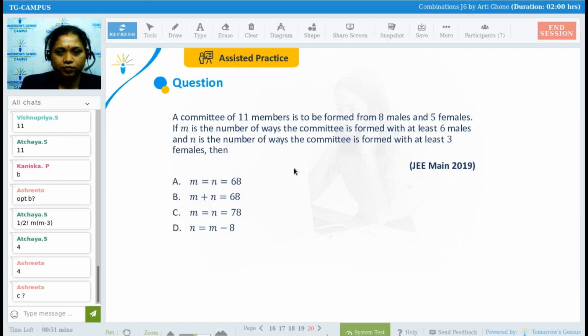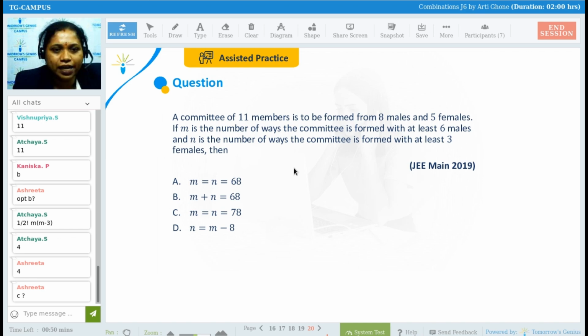Yes, ma'am. The committee to be selected has 11 members. M equals the number of ways the committee is formed with at least 6 males. So 6M 5F, 7M 4F, 8M 3F. Same for the N pattern also. 10 plus 40 plus 28, and the answer is 78.